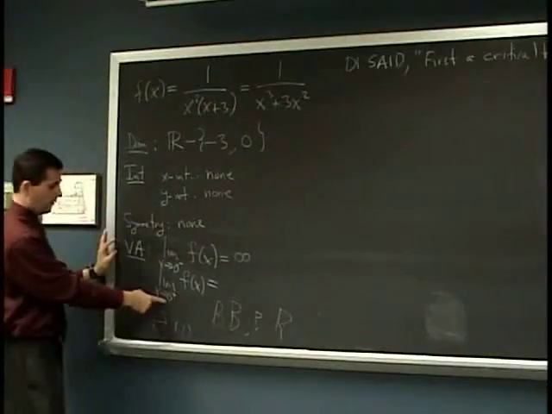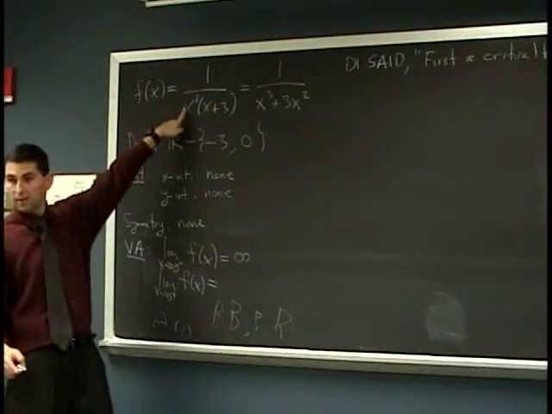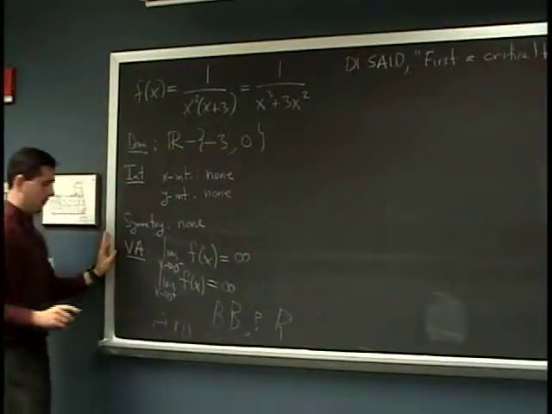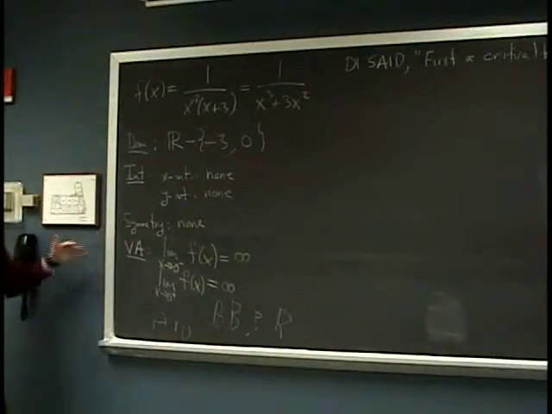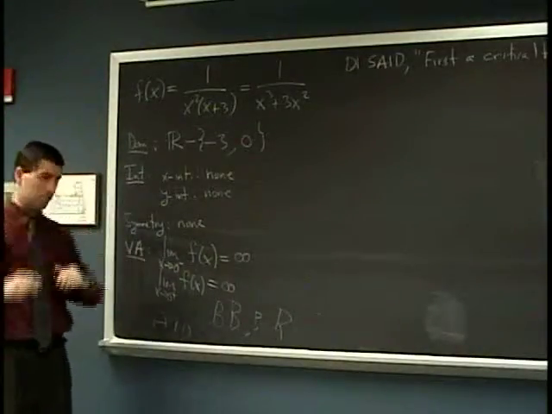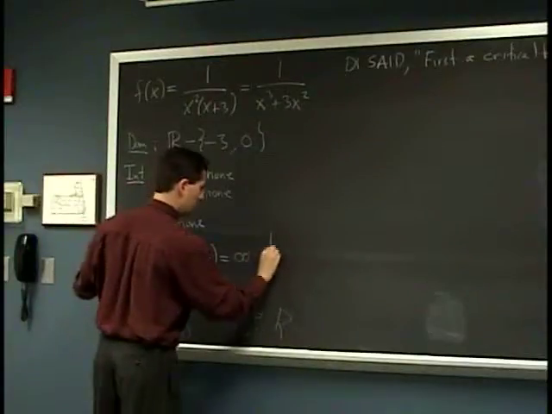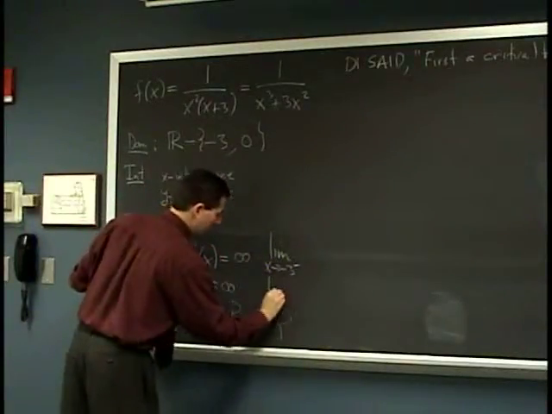Coming from the right side, none of that changes. This is still positive. That's always positive. So it's going off to infinity on both the left and the right. So we're going to get a vertical asymptote on both sides of 0, and they're both going to go up to infinity. What about -3? We check it from the left and the right.